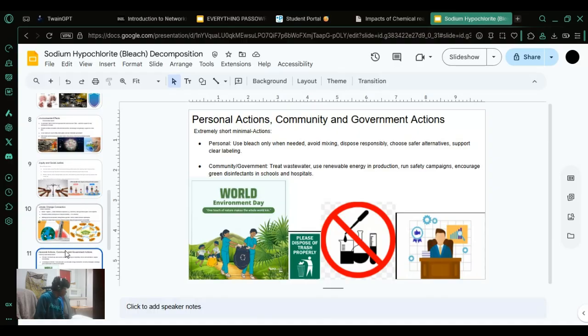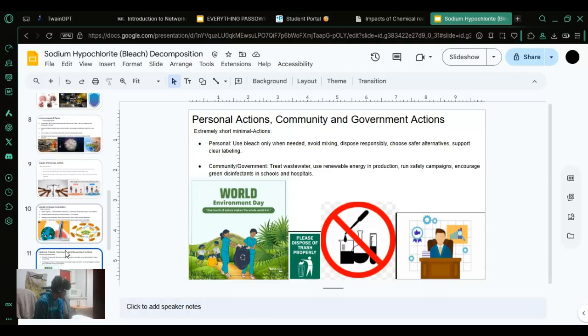Community and institutional: improve labeling and public education about incompatible mixes and safe storage. Promote PPE and training for workers in manufacturing and sanitation sectors. Upgrade wastewater treatment to remove or neutralize chlorine residues and chlorinated byproducts: dechlorination, activated carbon, advanced oxidation where needed. Encourage hospitals and schools to pilot green disinfectants for routine use.